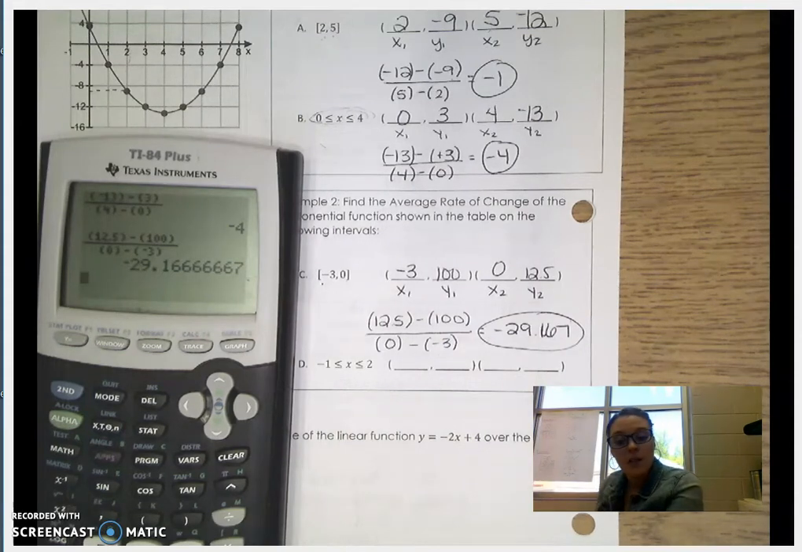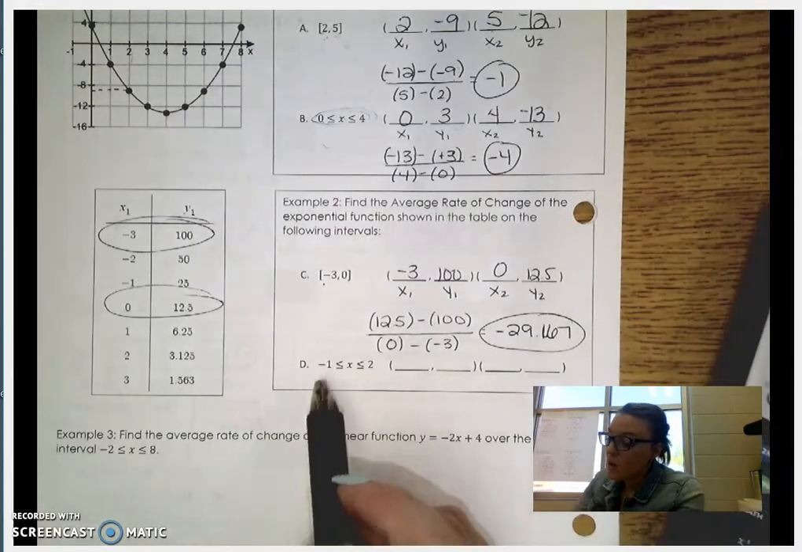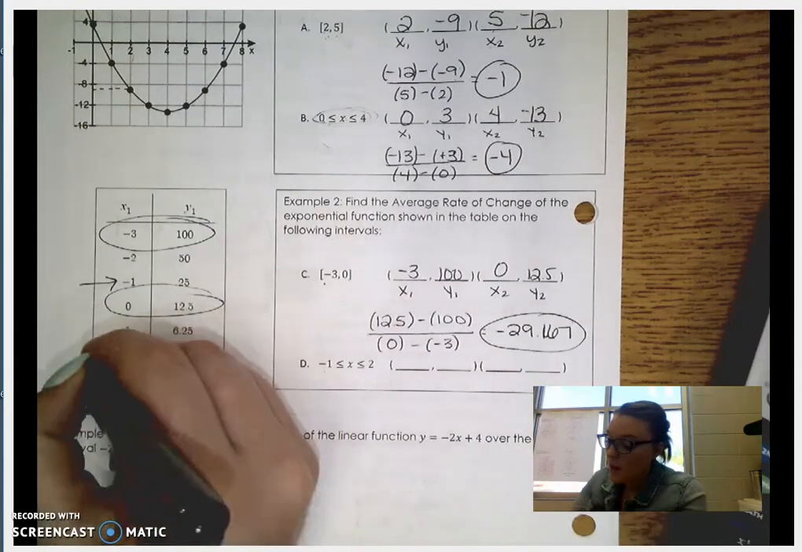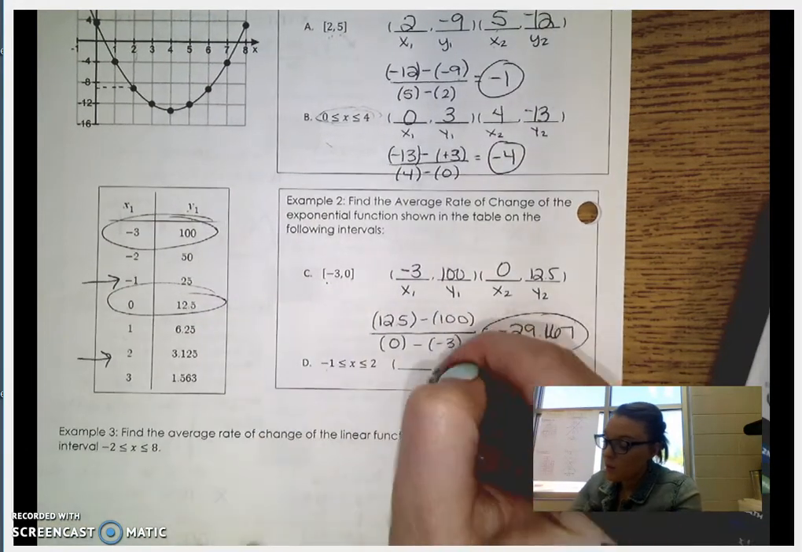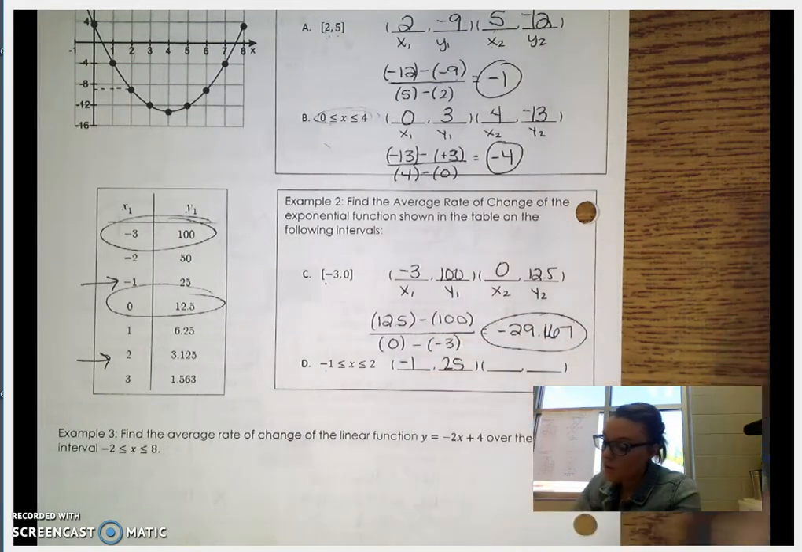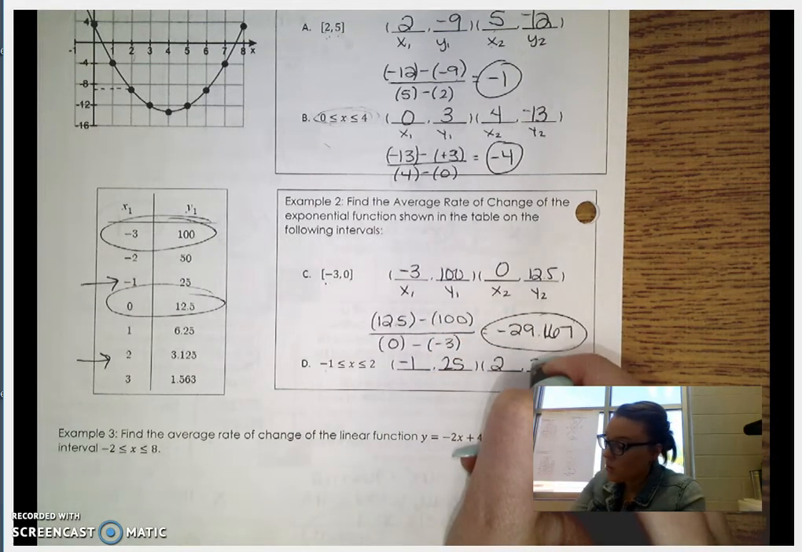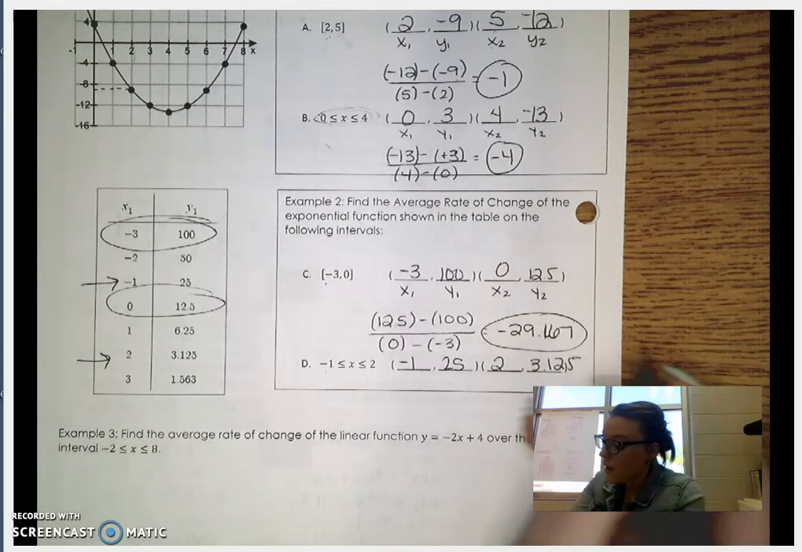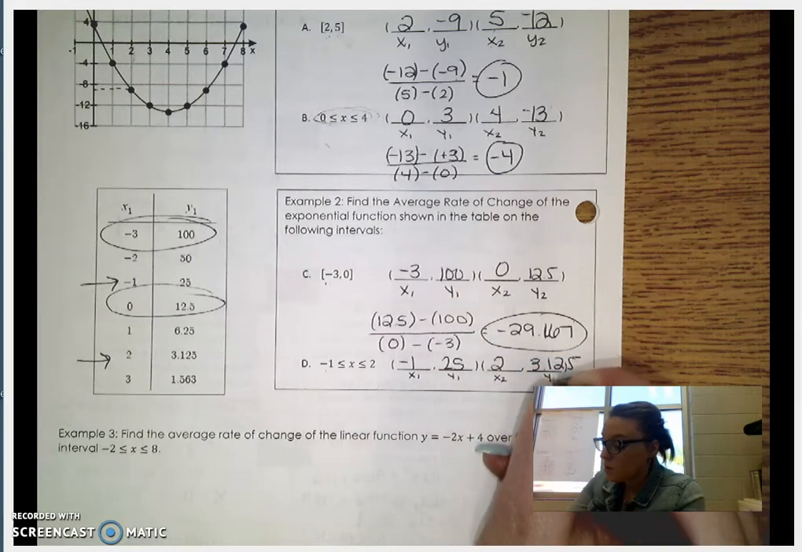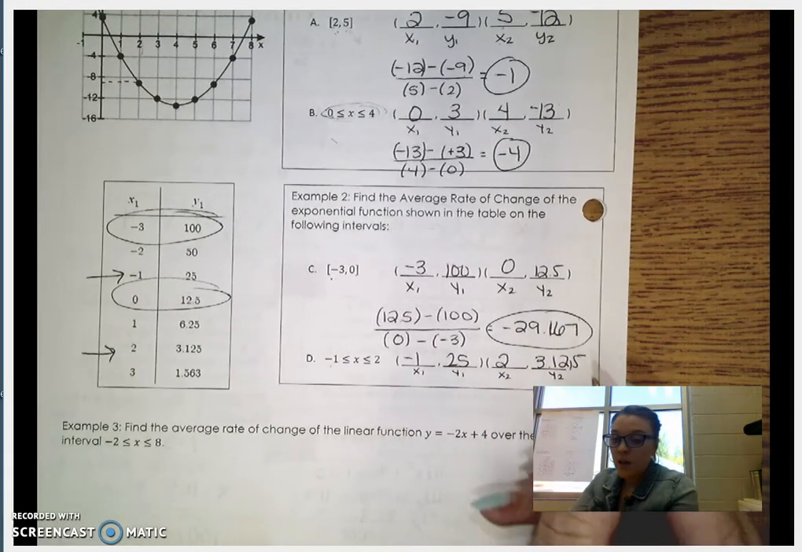It is totally fine that you get a decimal. Just because you get a decimal doesn't mean it's wrong. Definitely look and check your multiple choice options, or just trust your gut when you're writing it out. I'm going to do the same thing for D. My x values are going to be -1 and 2. So I'm going to use the coordinate points (-1, 25) and (2, 3.125), x1, y1, x2, y2, and I'm going to plug it in.